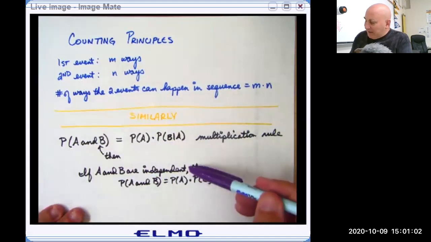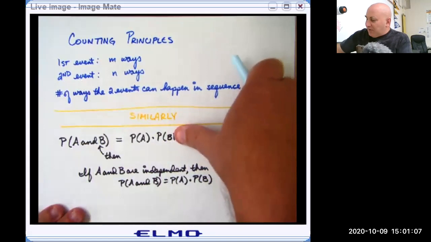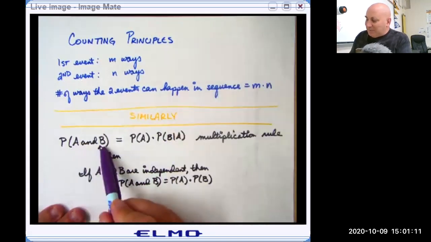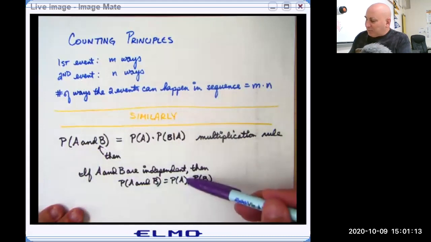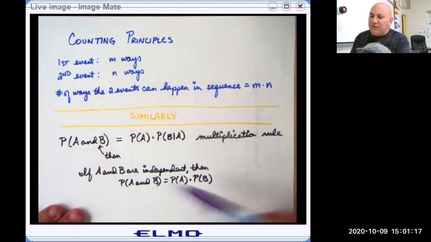Now, if they're independent, A doesn't affect B, and this just simplifies to the probability of B. So the probability of A and then B, if they're independent, is just the probability of A times the probability of B. And yeah, we'll do some examples. Like this one.